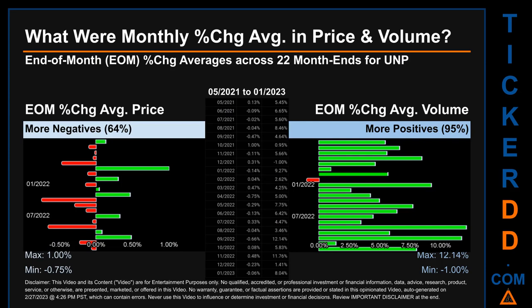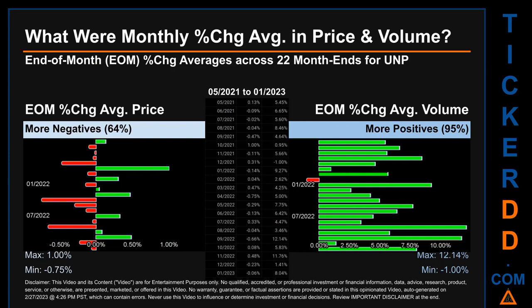From 05/2021 to 01/2023, out of 22 month ends, 14 had a negative percentage change in average price. Meaning 64% of month ends saw a negative percentage change in average price. In terms of volume, 21 out of 22 month ends had a positive percentage change. That is 95% of month ends saw a positive percentage change in average volume.